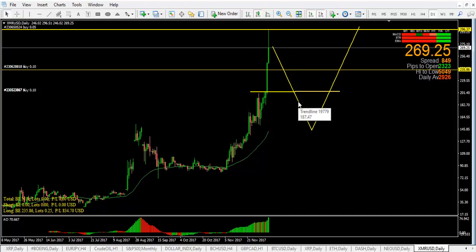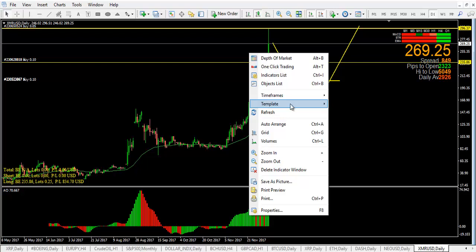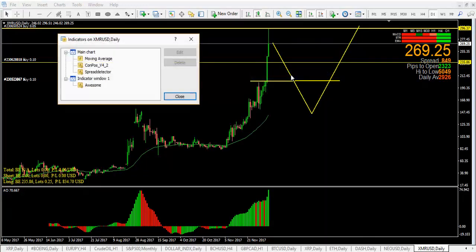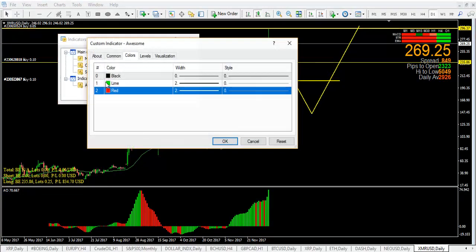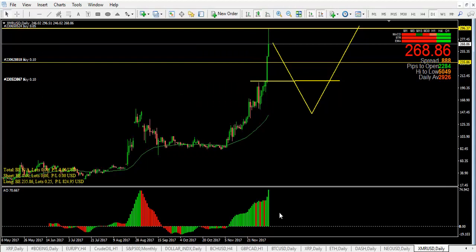Now keep in mind, like I mentioned, if I'm planning to take a buy trade, I want to make sure that the price is above the 50 exponential moving average. And you see this awesome oscillator at the bottom. I want the awesome oscillator also to be curled above the zero line. Let's add the zero line. Let's go to indicators, awesome oscillator, levels, add, and okay. Close. Here's the zero line.